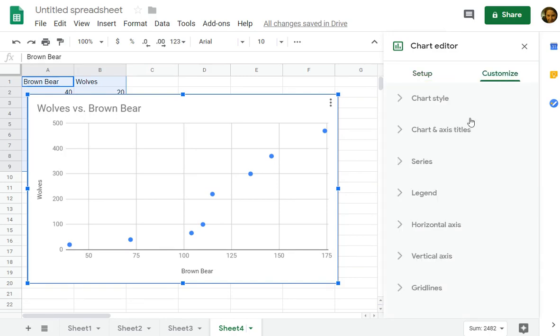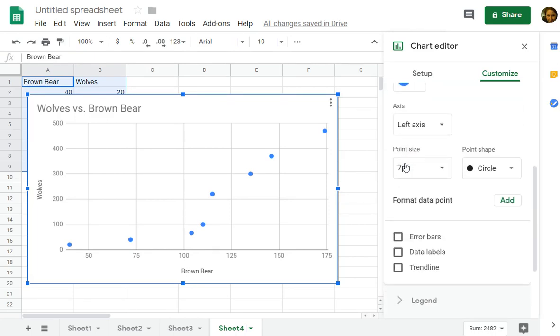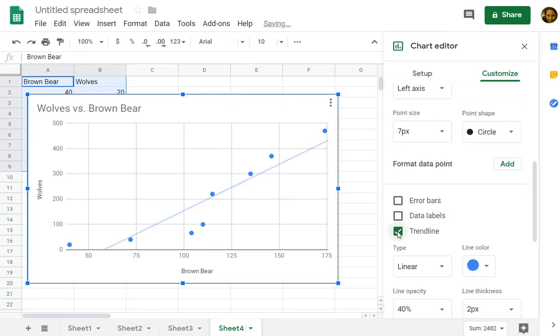I'm going to put in my trend line, so I'm going to go to Customize, open up Series, scroll down, click on trend line, and there is my trend line for wolves and bears. There's two different kinds of predictions we talked about doing. One of those was if there are, say, 100 brown bears, can I predict the number of wolves? And with my graph, it looks like if there were 100 brown bears, there'd be about 150 wolves. That's one kind of prediction.